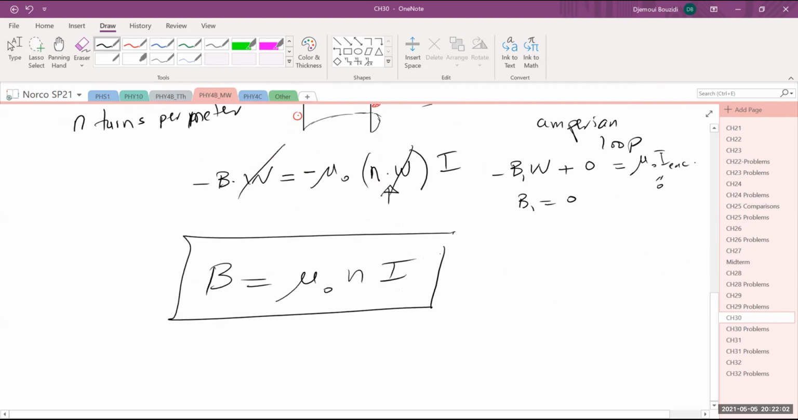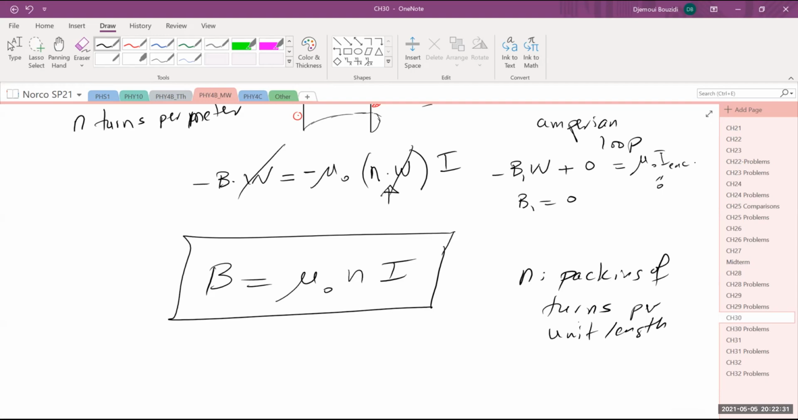This is the strength of the magnetic field inside the solenoid, where I is the current that is running through it. N is the number of turns per unit length. So N is the packing of turns per unit length. It's just a number. Okay, so many of them per meter, if you wish. Okay, so this is one of them.